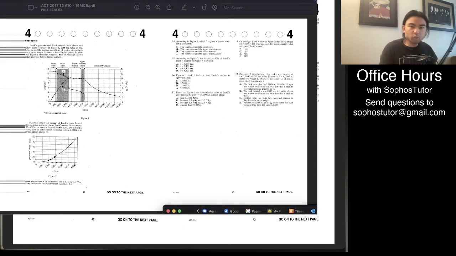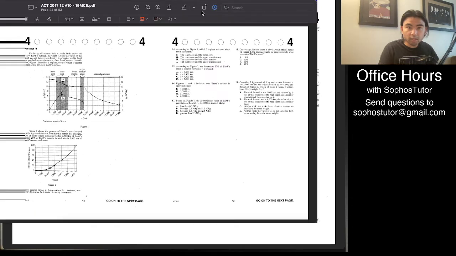So we're going to go over these questions one by one. We're not going to read the passage beforehand because the questions themselves actually give us enough clues to figure out where to look. So let's go ahead and look at 14. What are these clues that we're looking for? Well, in 14, the first question tells us to look at figure 1.